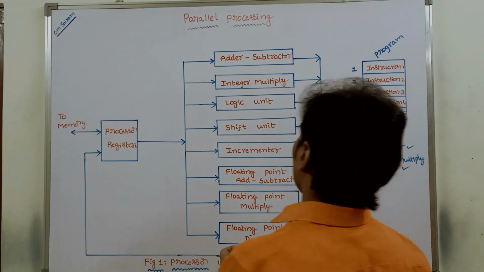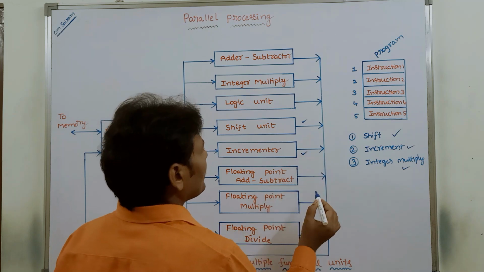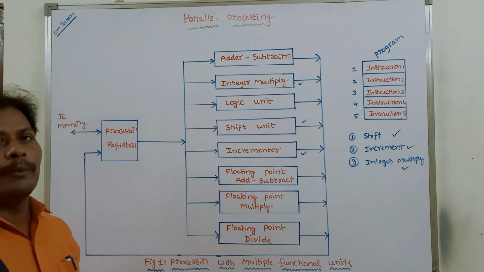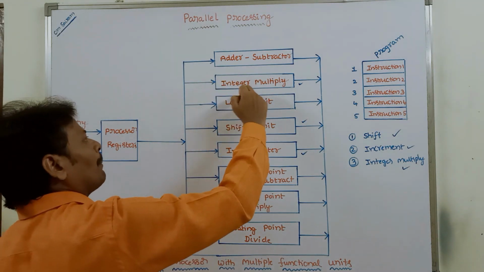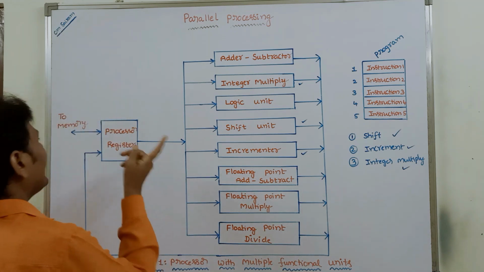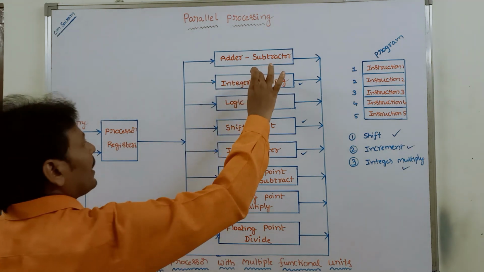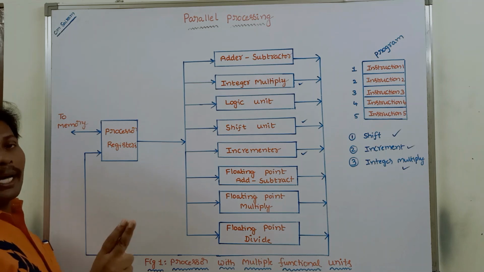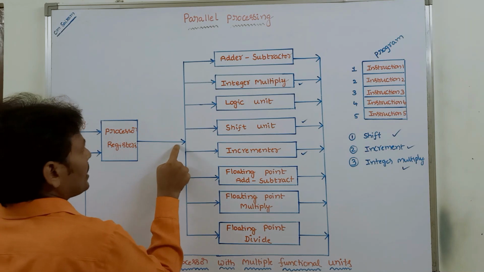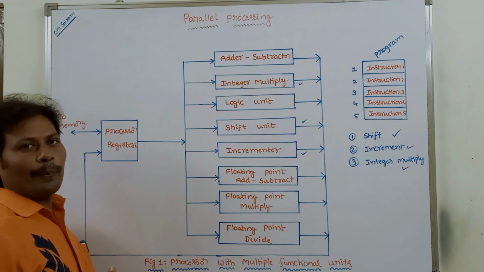So only these 3 units are working and the remaining units are in idle mode. Okay. So the integer multiply functional unit can perform the multiplication operation by taking the instructions from the memory. Okay. To perform integer multiplication, we require 2 operands. Those operands can be taken from the processor register to perform the integer multiplication operation.